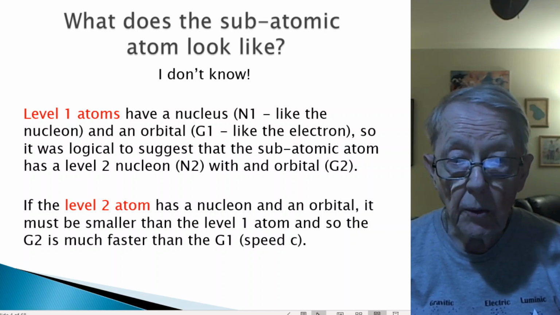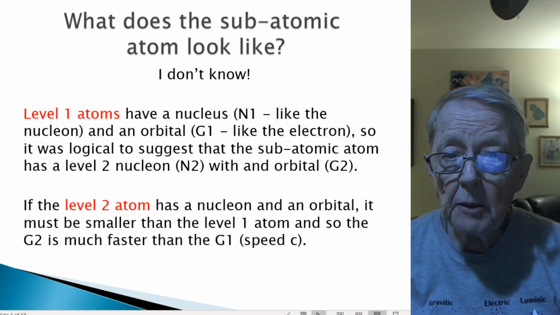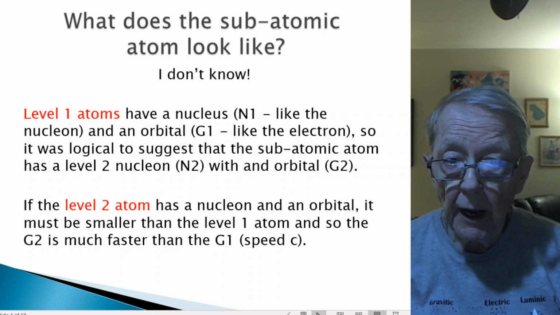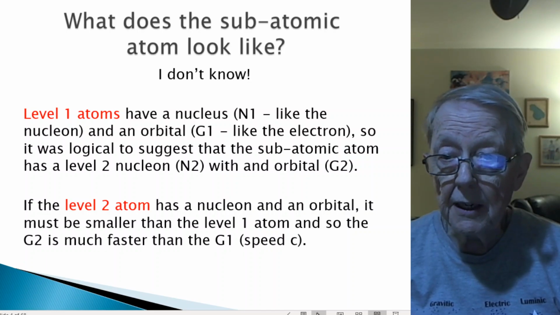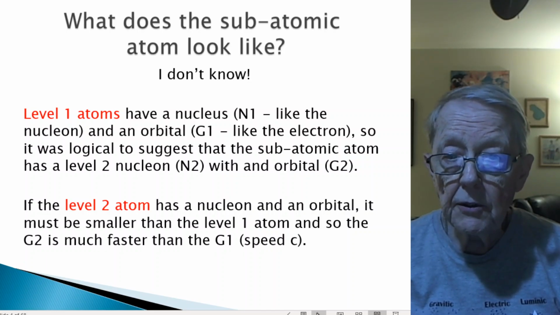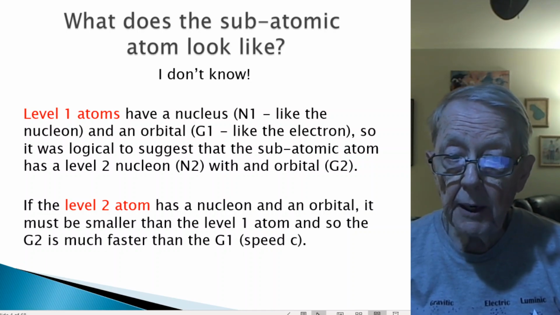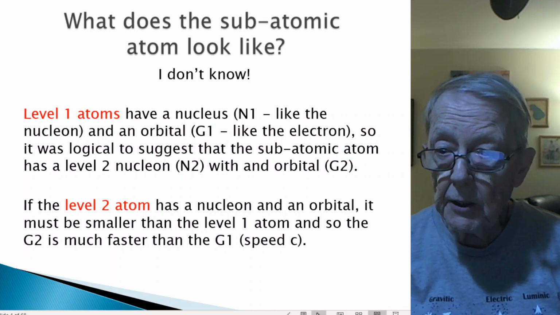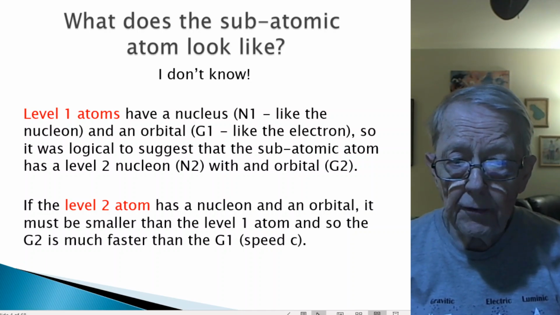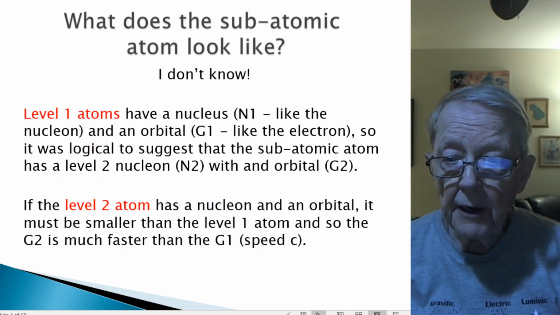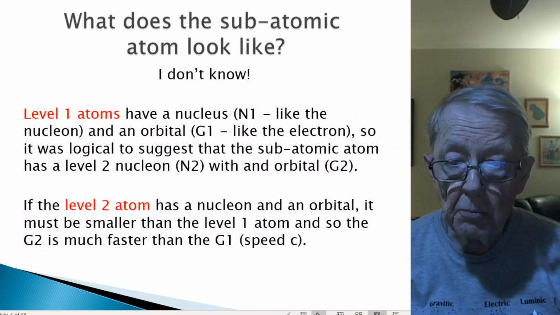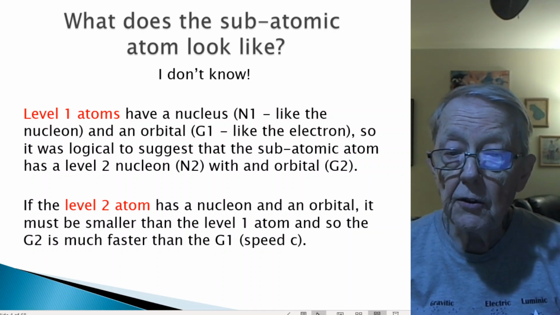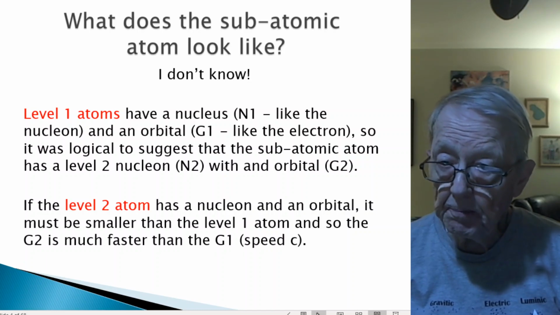But when you start to talk about atoms, you want to have something you can visualize, but admit that we don't know. Now, level 1 atoms have a nucleus like the N1, we call it the nucleon, and an orbital, the G1, which is like the electron. So it was logical to suggest that the subatomic atom has a level 2 nucleon, N2, with an orbital, G2. If the level 2 atom has a nucleon and an orbital, it must be smaller than the level 1 atom, so the G2 is much faster than the G1.